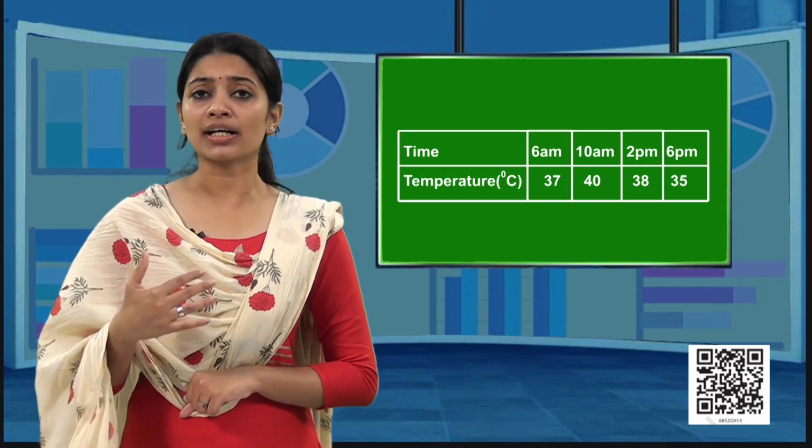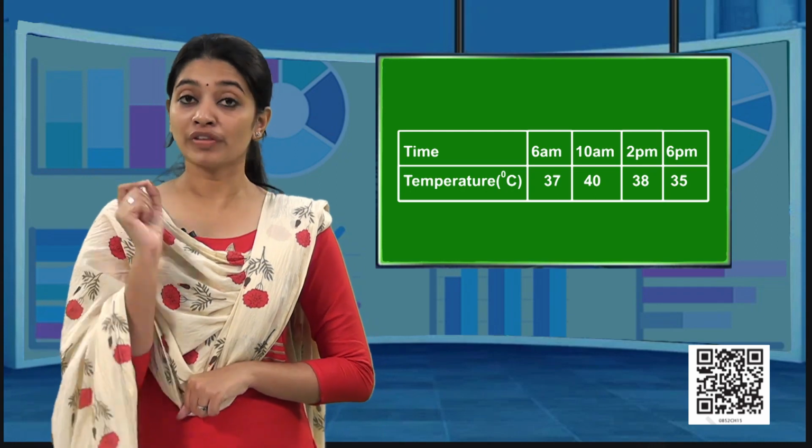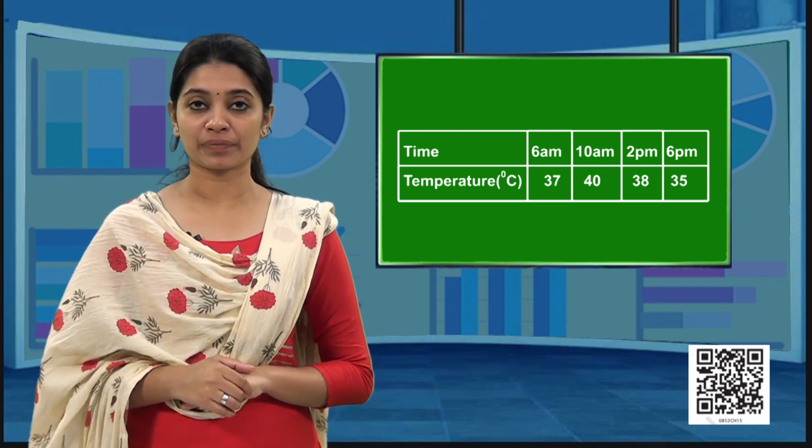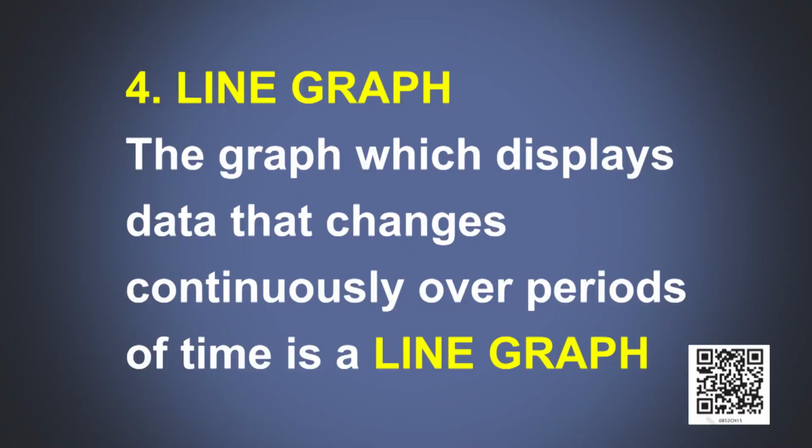In this data, what to observe is that the data continuously changes over periods of time. So, we use a line graph here. So, what is a line graph? A line graph is nothing but a graph which displays data that changes continuously over periods of time.